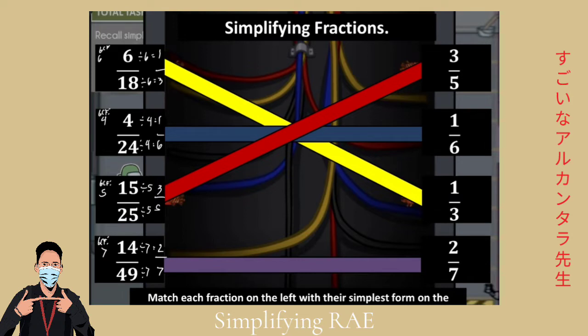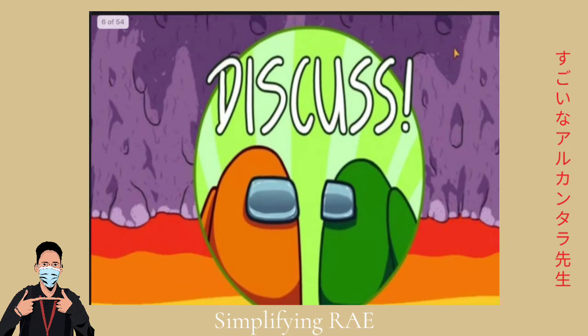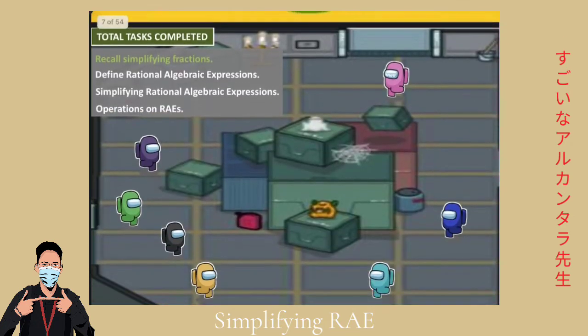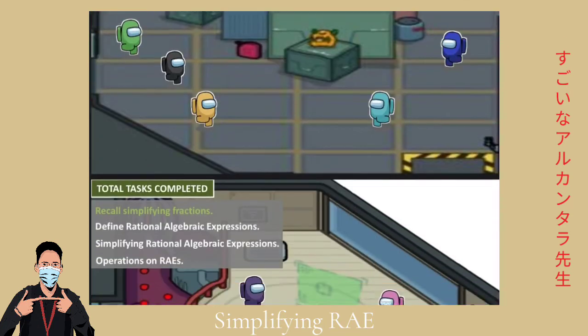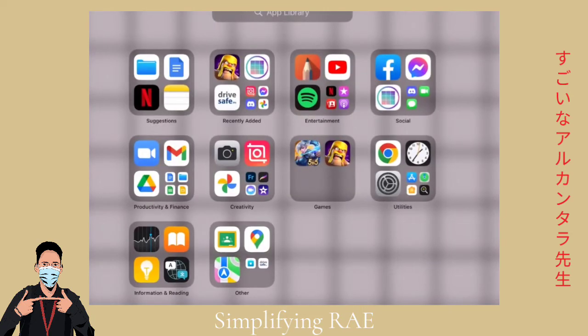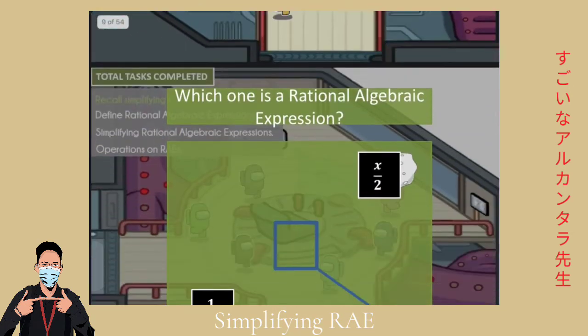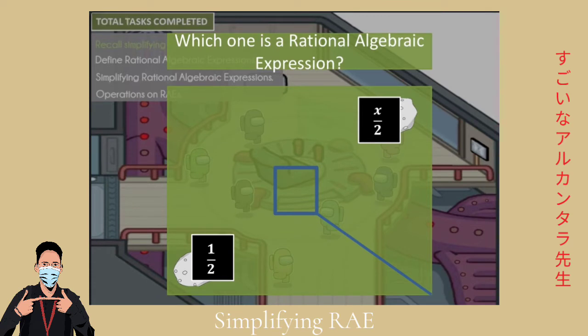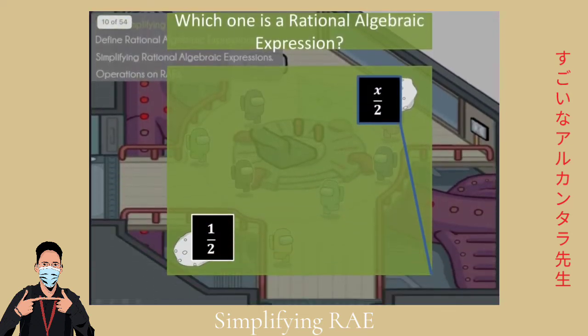So for you to have a much better understanding of what RAEs are, it's important for us to discuss the relationship of the two. Why are we simplifying fractions, and how is it related to our lesson? So now let's try to define what RAEs are, or rational algebraic expressions. For example, you have this, which one is a rational algebraic expression? You have 1 over 2 and x over 2. In this given slide, the RAE is none other than x over 2.